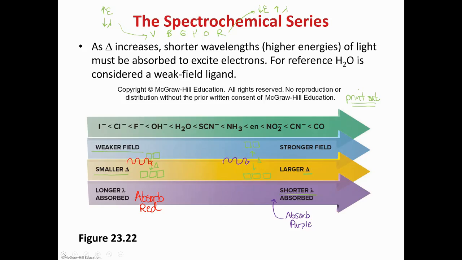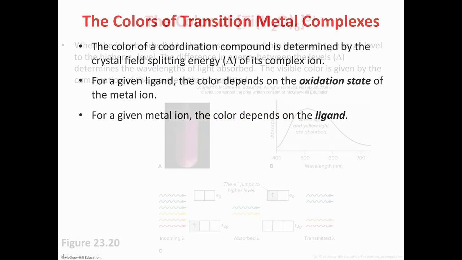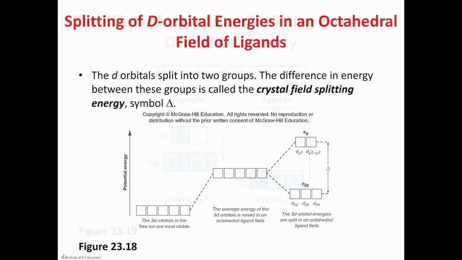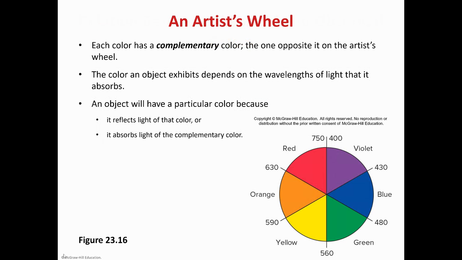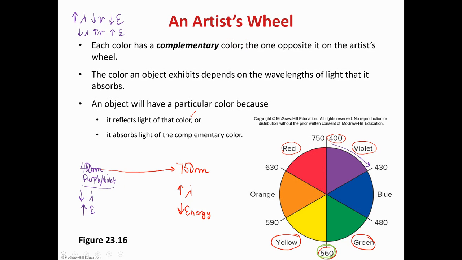So let's go back. Try to click faster this time. Okay, if they absorb red, they're going to appear green, right? If they absorb red, they'll appear to us when we look at them to be green. And then if they absorb violet, purple, they're going to appear to be yellow.